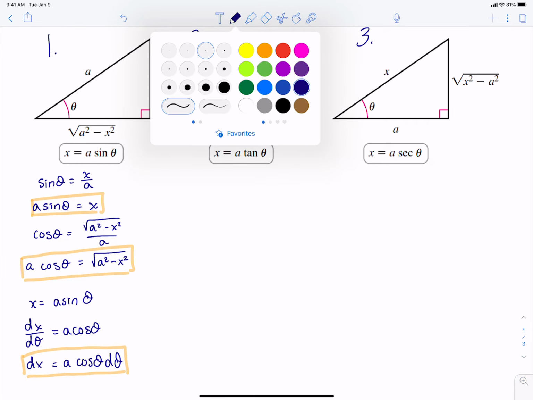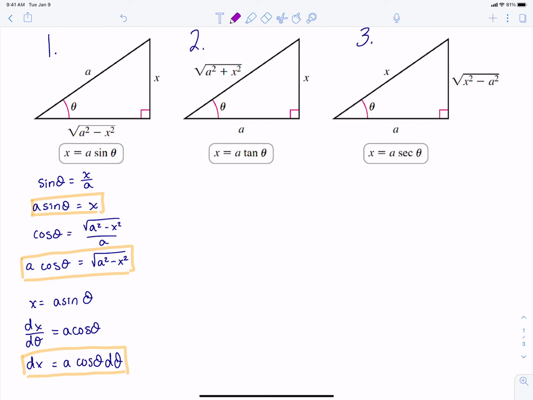For the second triangle, we're going to have that x is equal to a times tangent of theta. And again, that's just from our trig ratios. That is the opposite side over the adjacent side. So we get a times tangent of theta is equal to x. And then our square root is actually equal to secant of theta, which is our hypotenuse over our adjacent side.